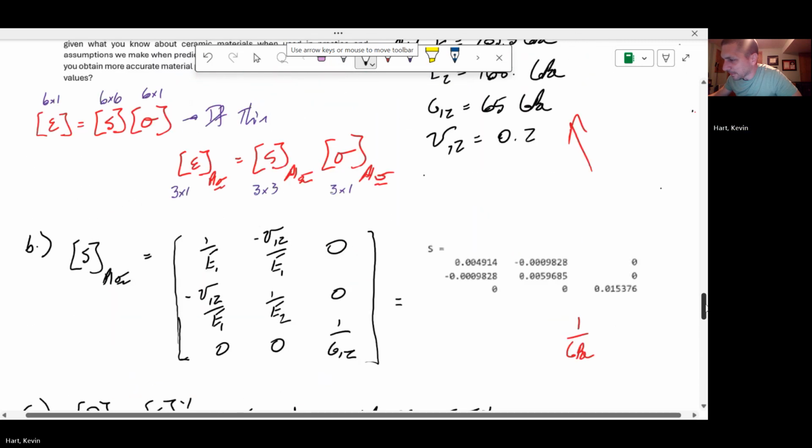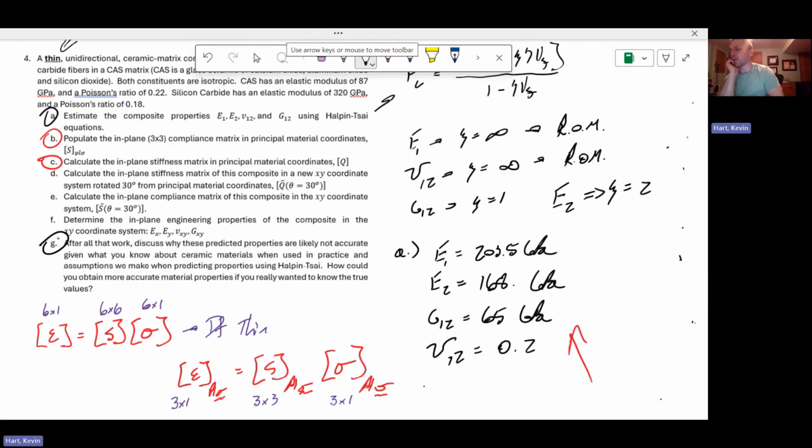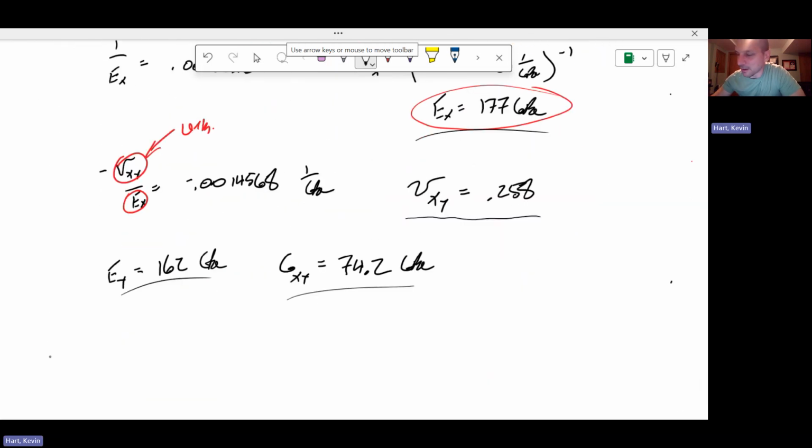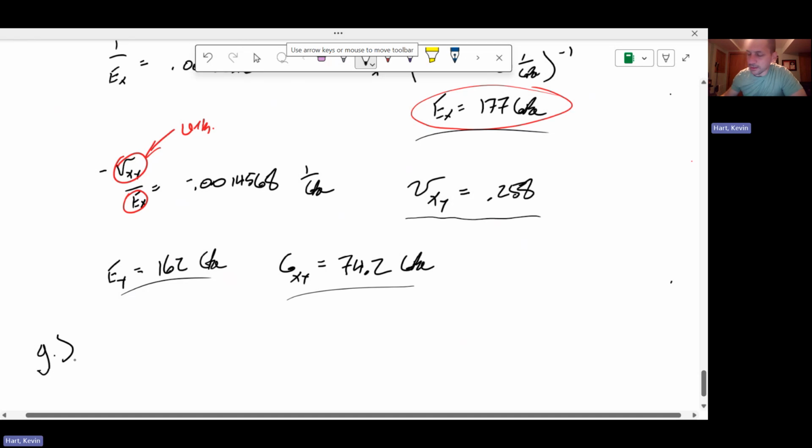Lastly, G. After all that work, discuss why these predictive properties are likely not accurate, given what you know about ceramic materials when used in practice, and assumptions we make when predicting Halpin-Tsai. How could you obtain more accurate material properties if you really wanted to know the true values? Okay, so let's take a look at part G. After all this work, let's talk about why this probably is not accurate. It's not accurate for a couple of reasons.